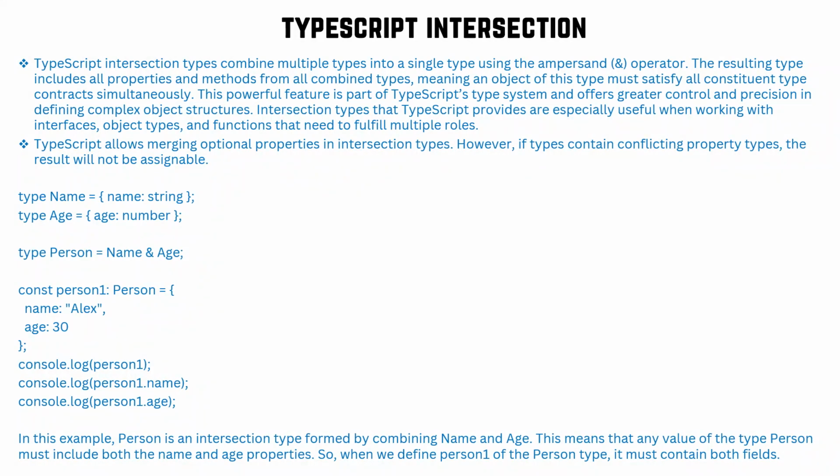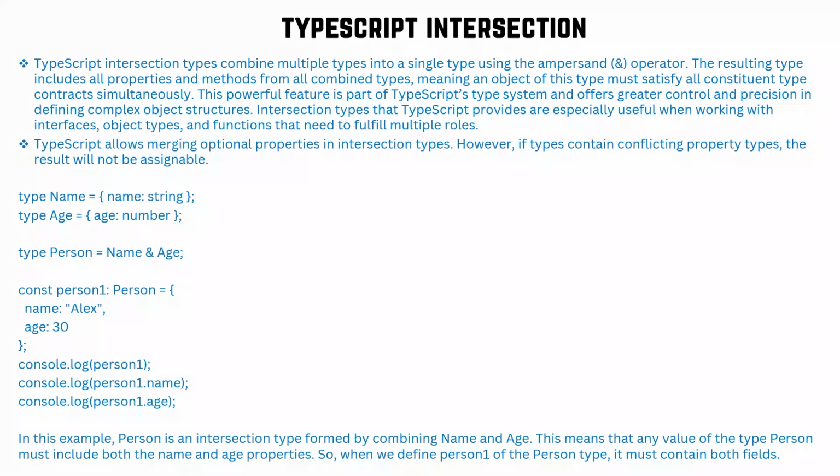Okay, so TypeScript intersection types combine multiple types into a single type using the ampersand operator, right? The resulting type includes all properties and methods from all combined types, meaning an object of this type must satisfy all constituent type constructs simultaneously. This powerful feature is part of the TypeScript type system and offers greater control and precision in defining complex object structures. Intersection types that TypeScript provides are especially useful when working with interfaces, object types, and functions that need to fulfill multiple roles. So TypeScript allows merging optional properties in intersection types. However, if types contain conflicting property types, the result will not be assignable, and it might throw an error.